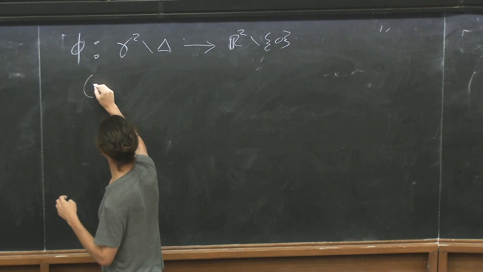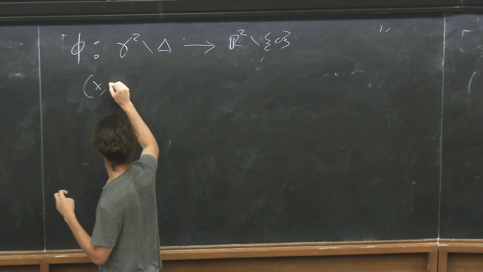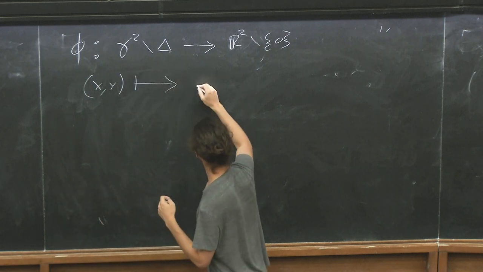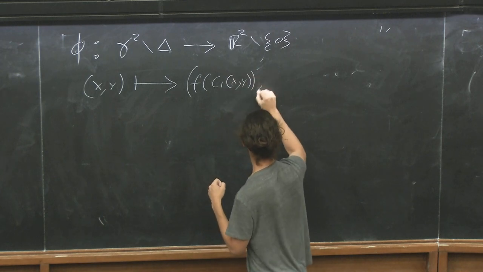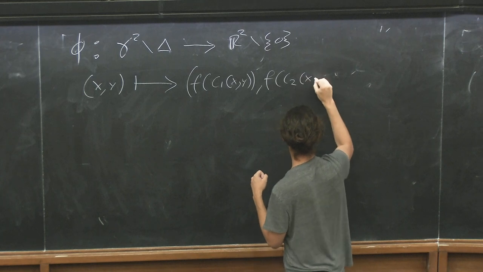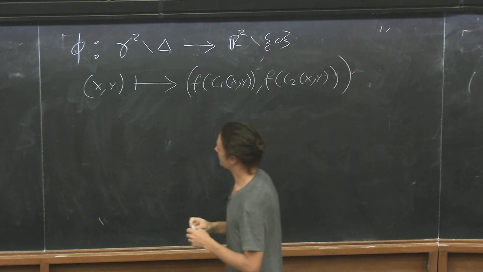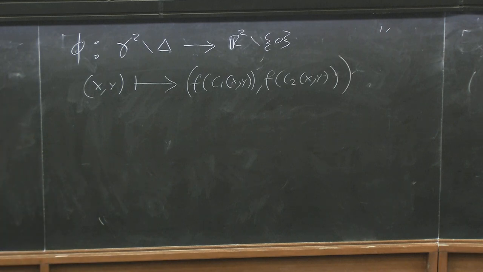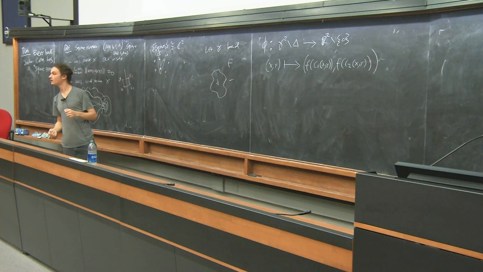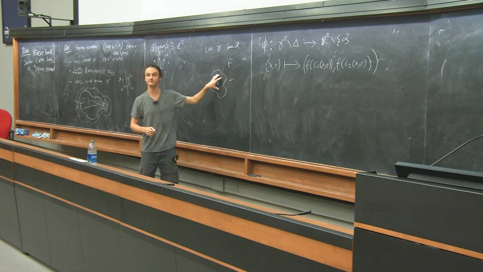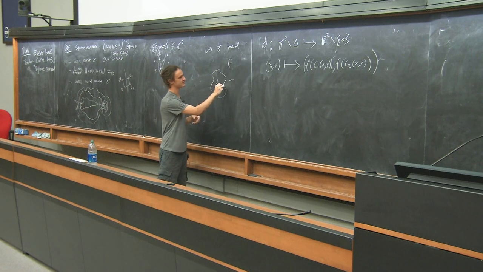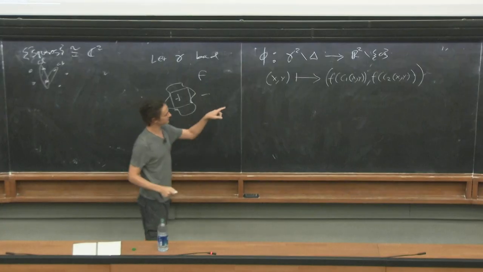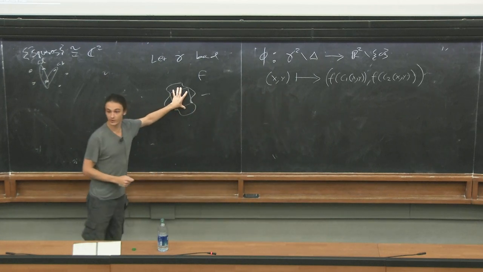And what the map does is it takes the point x, y, and it maps it to f of c1 of xy, f of c2 of xy. And you'll notice what's special about this map is that if it were to be 0, we would have an inscribed square. Right? Yeah? What is f? Oh, sorry. F is a function that's positive inside the Jordan curve and negative outside, and 0 on the curve. So if we were to have a point where this function phi is 0, that would correspond to an inscribed square.